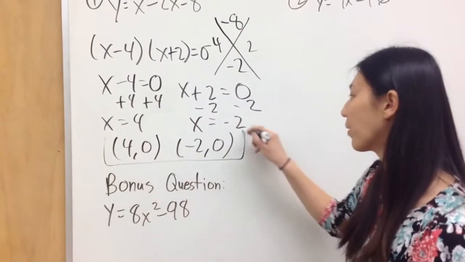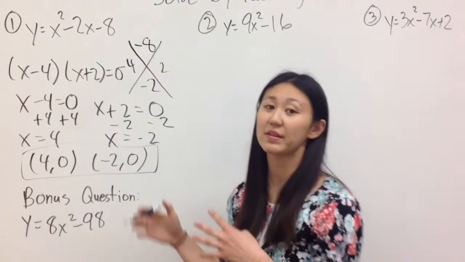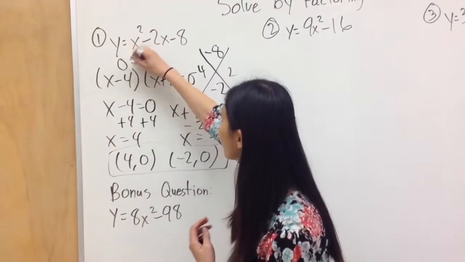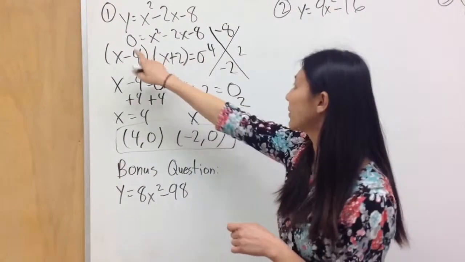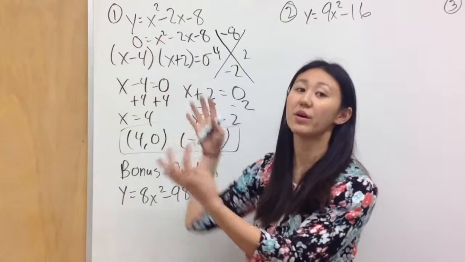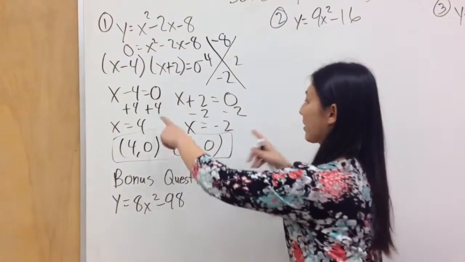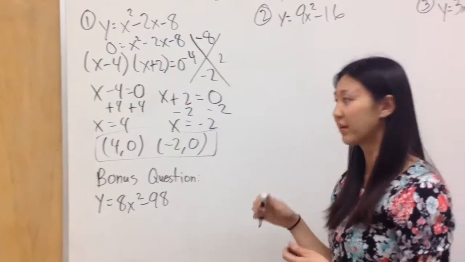Now you might be wondering, why 0? Like, how do we know that it's going to be 0? We know it's 0 because that's what we set y equal to. So at the very beginning, you're setting this whole thing equal to 0 here. So we set y equal to 0. So we already know at the very beginning that y is equal to 0. And that's when we figure out what our x values are. So we already know y is 0, and then we put in those x values.